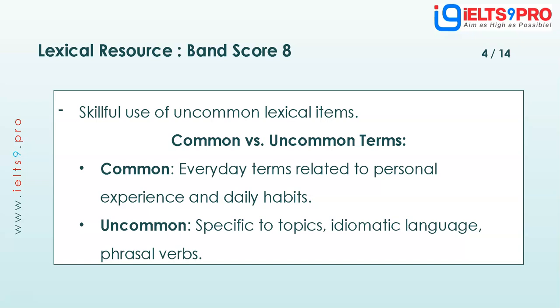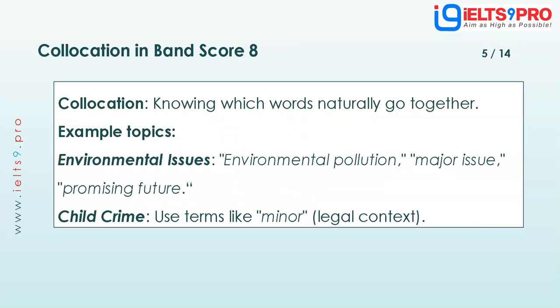So if you're writing about the environment, you need to be using net zero, carbon neutral, greenhouse gases, and so on. If you're talking about crime, you need to be using vocab like justice, sentencing, prisoner, offender, etc. Okay? So that's the uncommon terms, the specific to the topic.